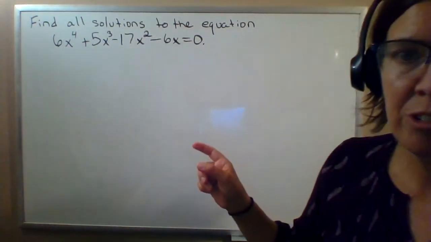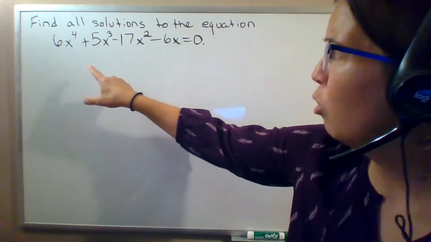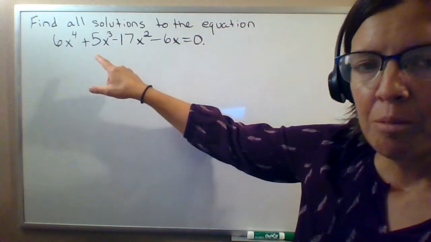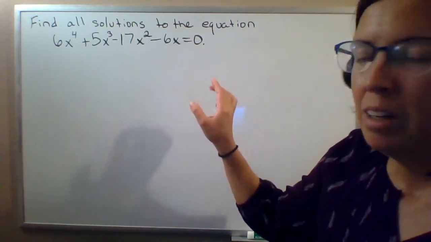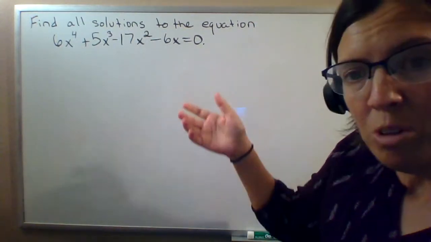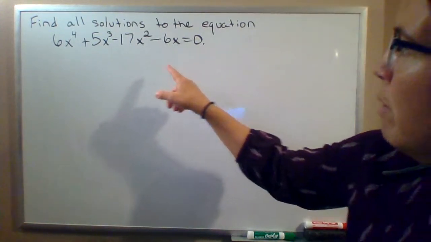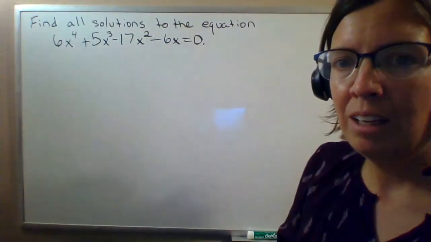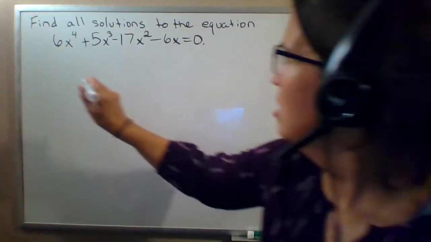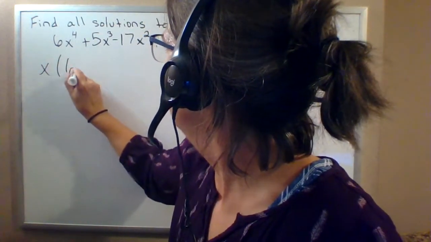So in this problem, we're asked to find all solutions to the equation 6x to the fourth plus 5x cubed minus 17x squared minus 6x equals 0. It's always good to be on the lookout for common factors. That'll help you out here if you notice that each term includes the factor x. So we could start by factoring out x to the first power.